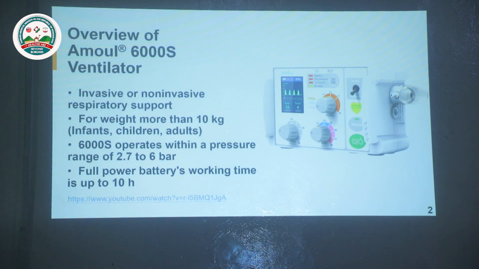And this ventilator can be used for patients more than 10 kilograms, so maybe from infant to child to adults. The ventilator is required to operate within a pressure range. This is oxygen cylinder pressure around 2.7 to 6 bars. But I know in this hospital, our pressure gauge shows different units, usually per square inch, PSI. When we change the unit, this equals around 50 PSI. So we need to turn on the oxygen cylinder and let the needle rise to 50 per square inch.